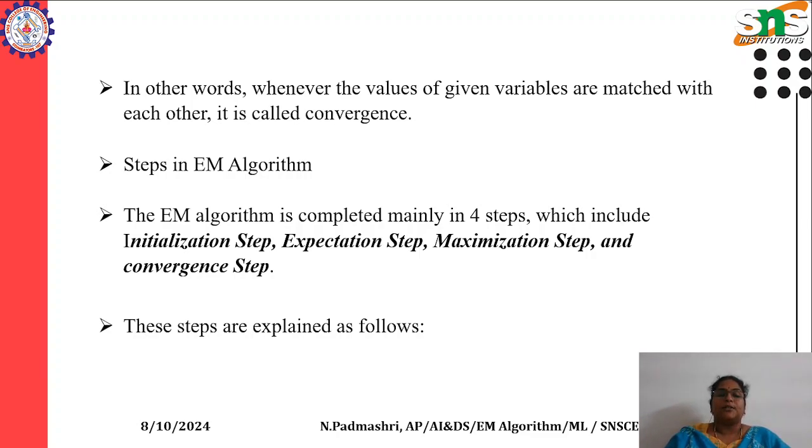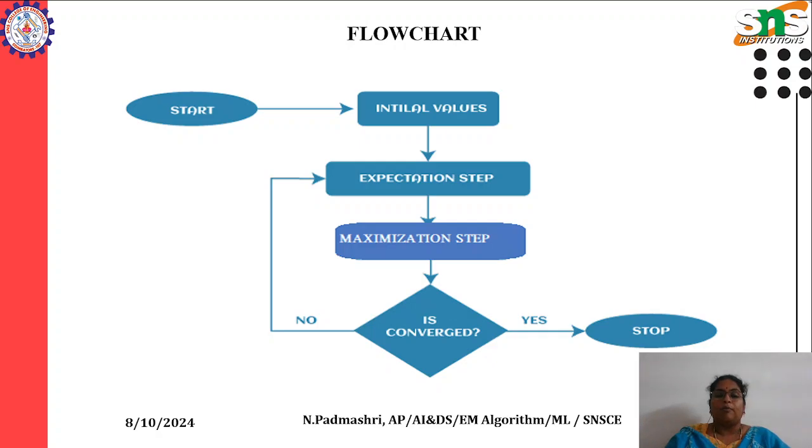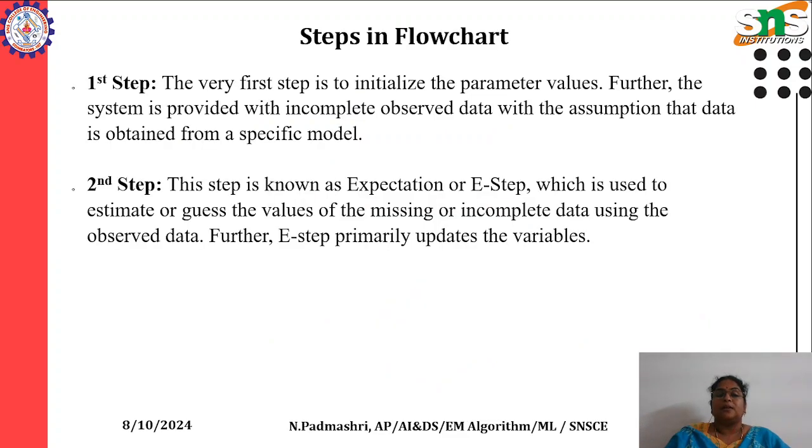The EM algorithm has four main steps: the initialization step, expectation step, maximization step, and convergence step. These steps are explained here in the form of a flowchart. Whenever we start the algorithm, we start, then initialize the values of the variables. The variables will be sent to the next step, which is called the expectation step.